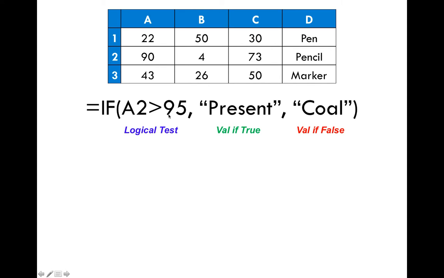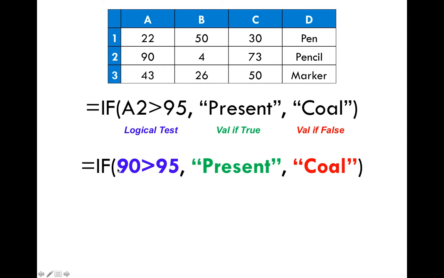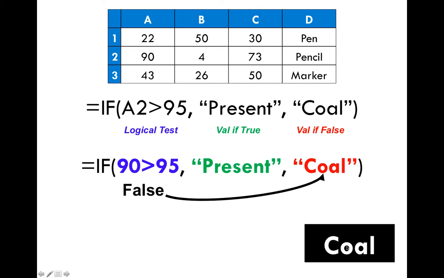Ultimately, this logical test evaluates to this. Is 90 greater than 95? Is that true or false? 90 is not greater than 95, so this is a false statement, because A2 is not greater than 95. Because this is a false statement, we're going to skip over the value of true and do whatever it says in the third argument. So what would be the result of this formula? It would say coal in the cell. Evaluate this statement. If the statement is true, do what it says in the second argument. If it's false, do what it says in the third.